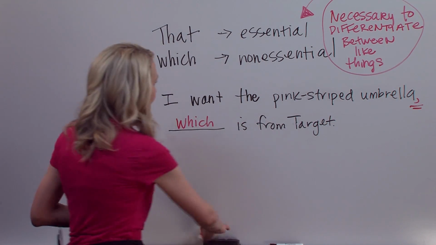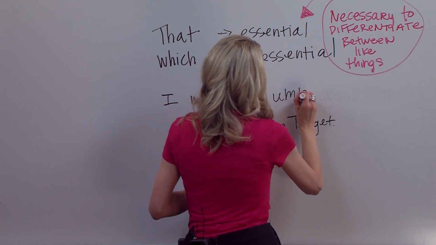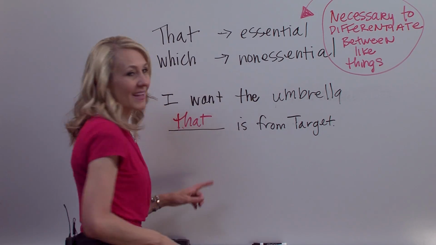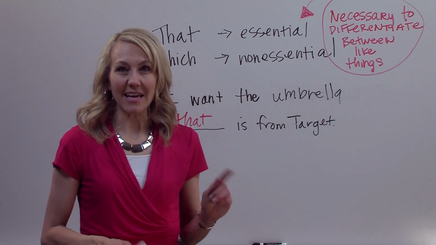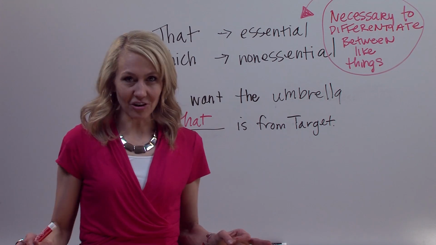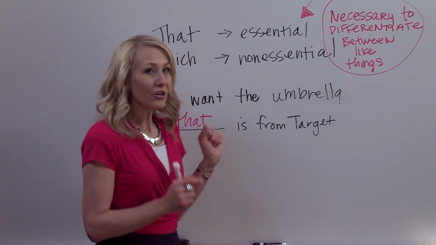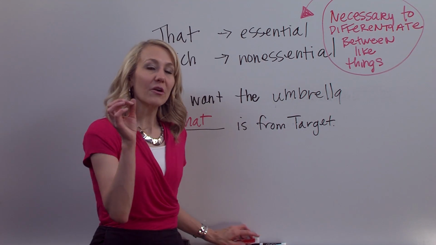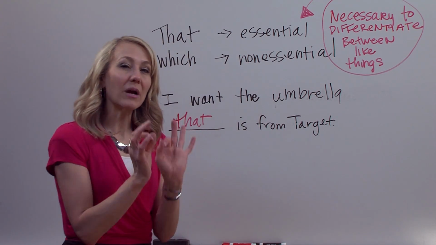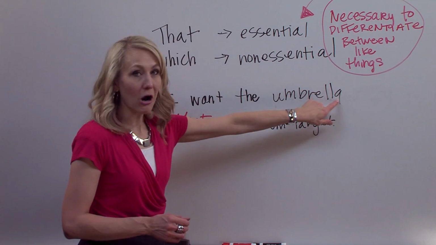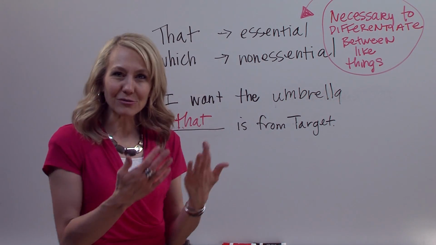If, however, I change my sentence back to, I want the umbrella that is from Target, no comma. In fact, you never, and I love it when we can use a never with grammar, you never use a comma when you're using that as a relative pronoun for essential information. So no comma. Use a which, then you do have a comma.